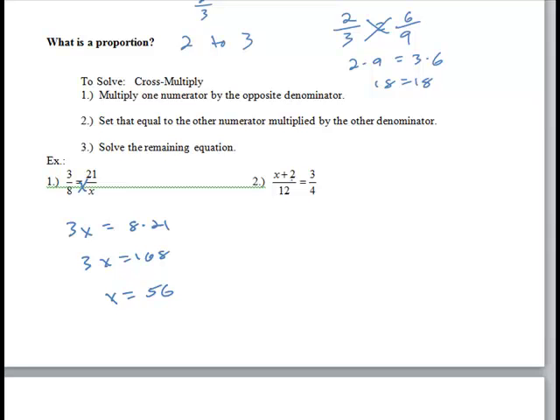Example 2, x is in the first numerator, so that entire numerator, both those terms, are going to be multiplied by the opposite denominator, the 4. So 4 times x plus 2 is equal to 3 times 12. Simplify. Solve the remaining equation. x is equal to 7.